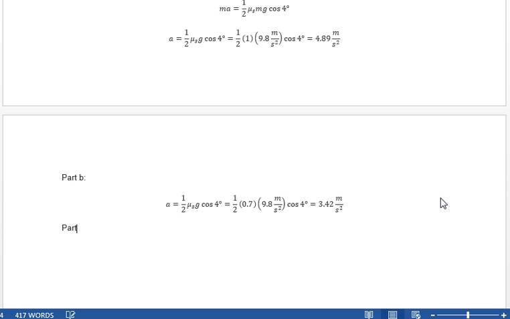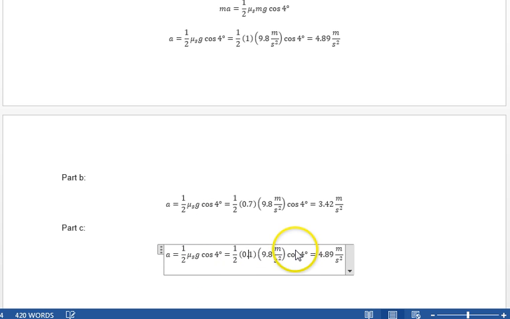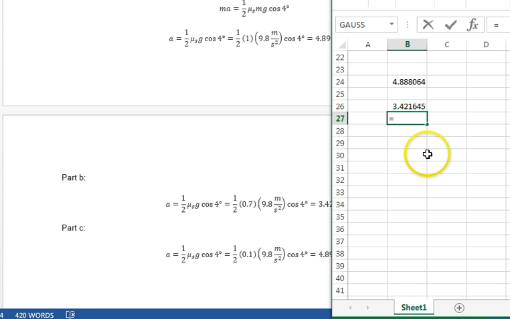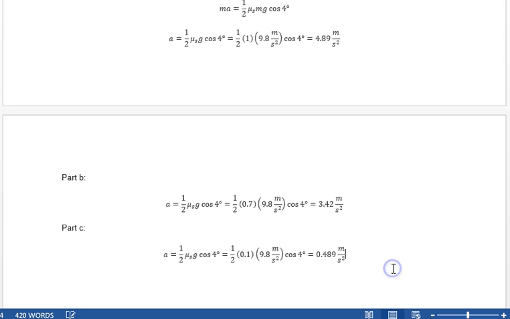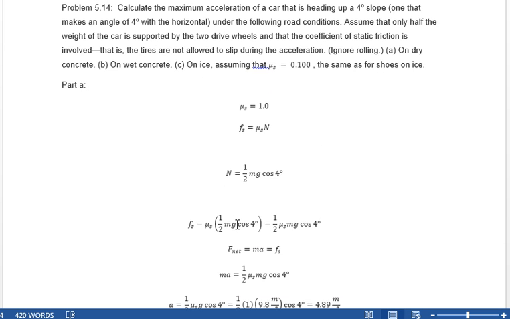And finally, for part C, exactly the same set of equations, except now mu sub s is 0.1. So 0.5 times 0.1 times 9.8 times the cosine of the radians of 4 degrees is 0.49, or 0.489. So let me just move a decimal point, 0.489. And that's it for problem 14. There you go.